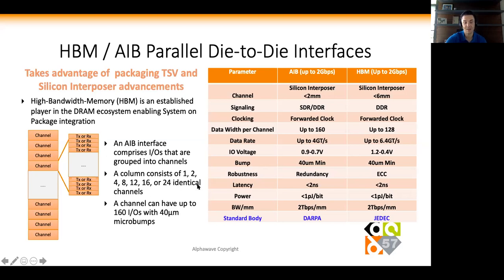However, HBM or its equivalent standard called AIB can consist of up to 24 data channels, with any single channel, like Bunch of Wires, consisting of up to 160 IOs using a 40 micron bump pitch. HBM is built for high speed, so it is terminated. It can run up to 6.4 gigatransfers per second per channel. AIB can run up to 4 gigatransfers per second. Both of these standards are low latency, low power, under a picojoule per bit, where HBM is governed by JEDEC. AIB is now being driven by DARPA.